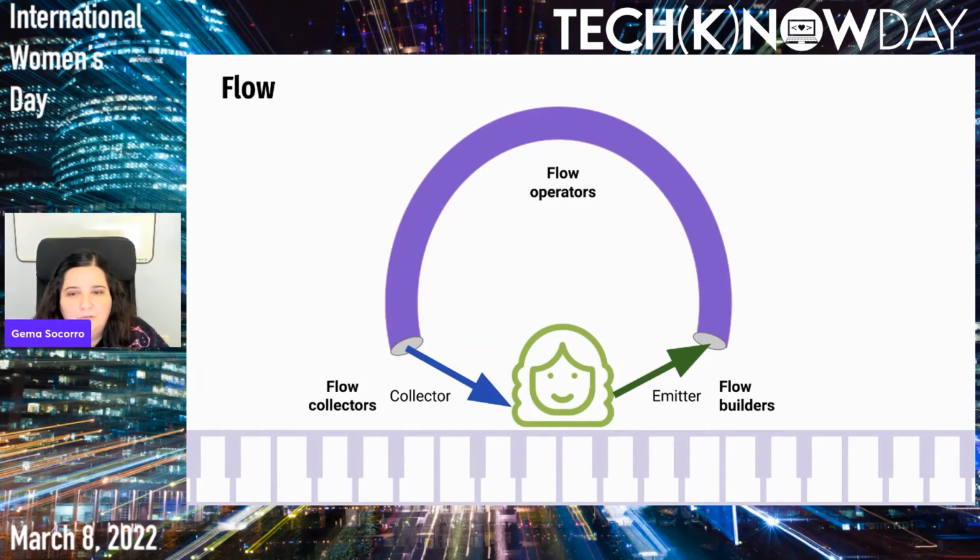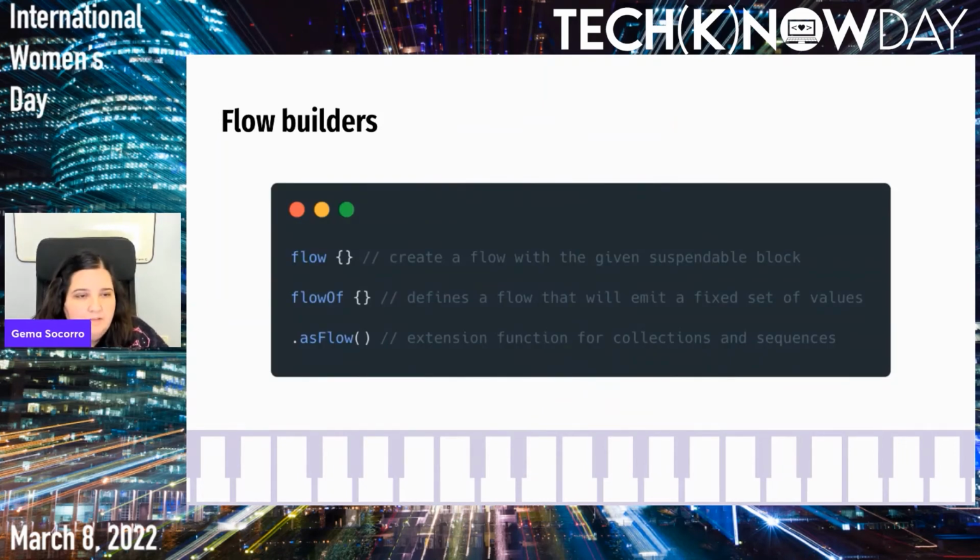For using it, we need some tools, which are the flow builders to generate emissions, flow operators to modify and transform these emissions, and flow collectors to receive those emissions. As flow builders, we have a lot. I'm showing here only the most popular ones, but depending on your case, maybe you will have to use a different one, but don't hesitate to check the documentation, it's pretty good. So you have flow, that will create a flow with the given suspendable block. So here you can include a suspendable block that will generate the emissions. flowOf defines a flow from a set of values. And asFlow is an extension that will convert collections into a flow.